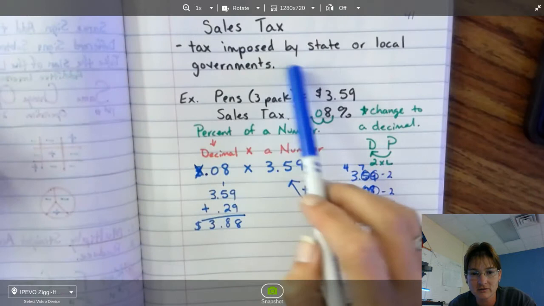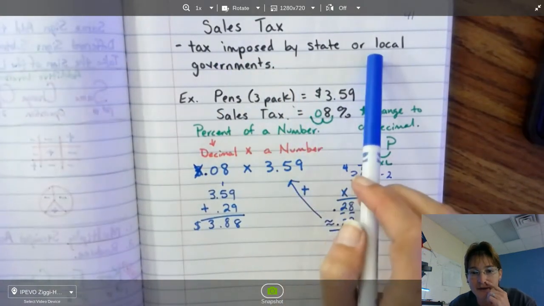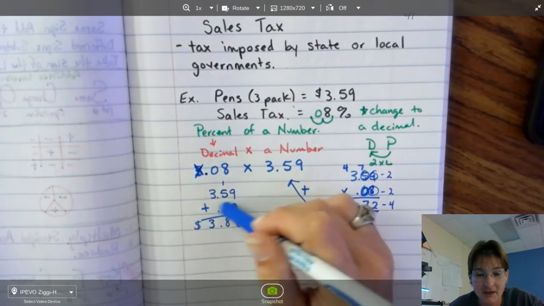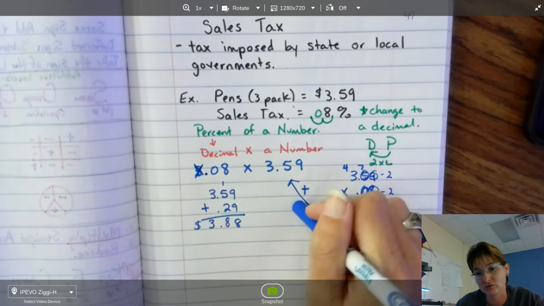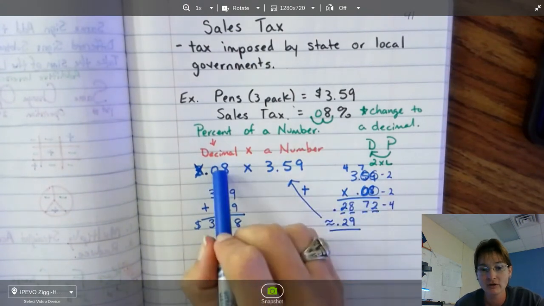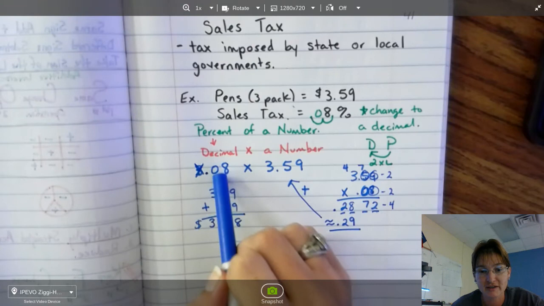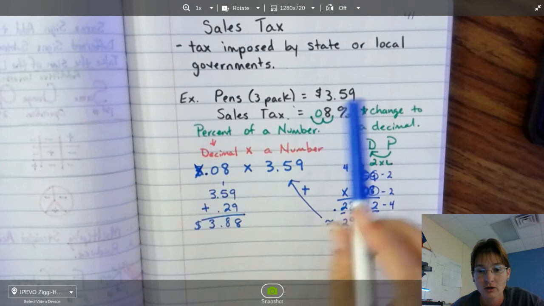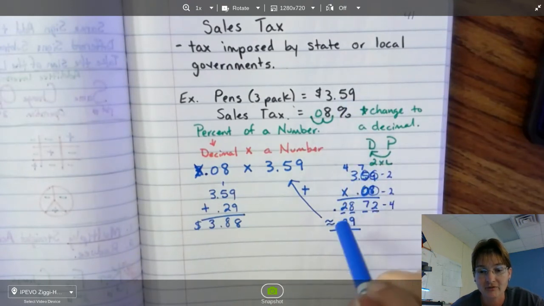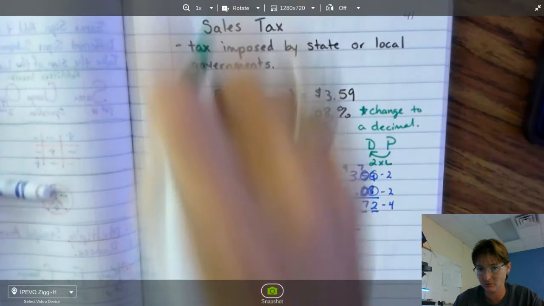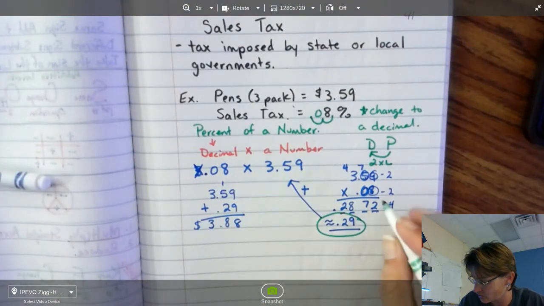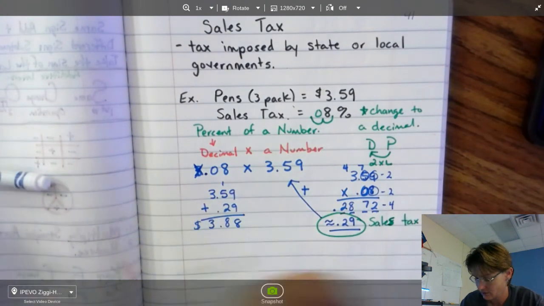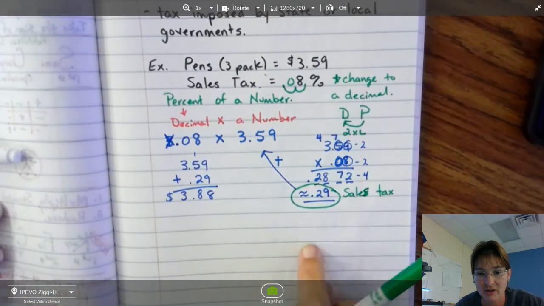So basically the sales tax is tax imposed by the state or local governments so that they're making a little more money off of what is being sold in stores. When you do your percent of a number, you have your decimal times the number, because you're changing your percent to a decimal. You do your multiplication to find out how much is the sales tax. This right here is how much they are charging for sales tax. That is your sales tax.